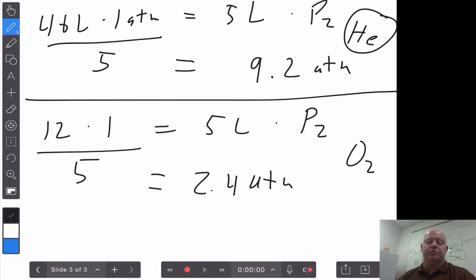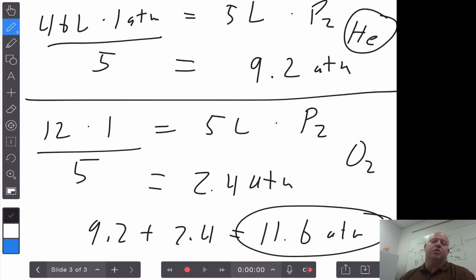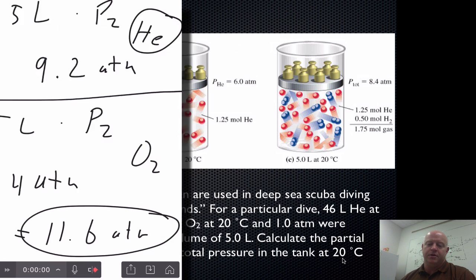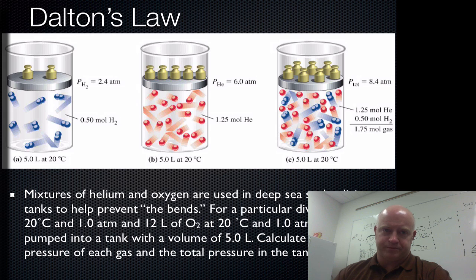So we know that the partial pressure of helium is 9.2 and the partial pressure of oxygen is 2.4. If we add those two up, 9.2 plus 2.4, we get a total pressure of 11.6 atmospheres here. So we're applying Dalton's law, saying that those two gases work independently, but we're also applying Boyle's law to do some of the math. All right, so that is Dalton's law of partial pressure.